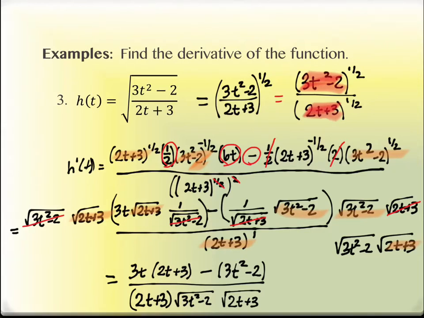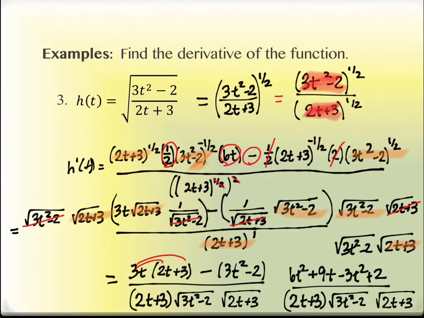I have 6t squared plus 9t minus 3t squared minus 2. Oh, plus 2, yes. I didn't catch that. Thank you. And then the denominator stays the same. We're almost done.